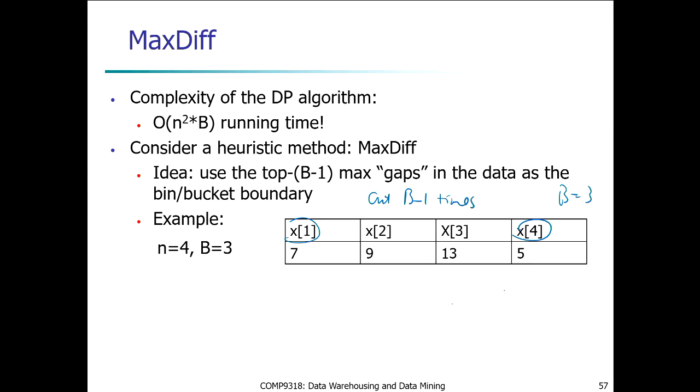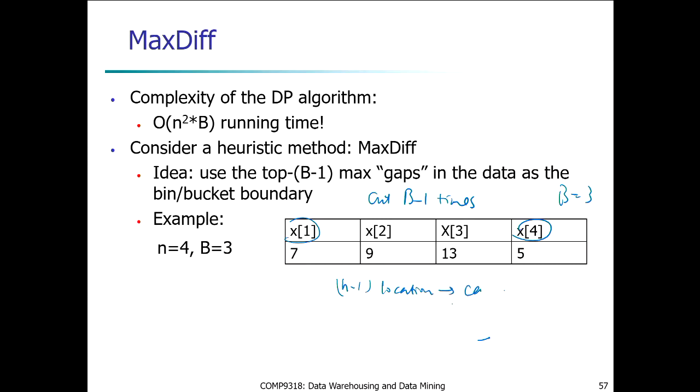By cut, it means you determine, okay, I place a bin boundary here, or I place a bin boundary here. This is a heuristic algorithm which says, let me enumerate all the places where you can place a cut. For N elements, you actually have N minus 1 locations.